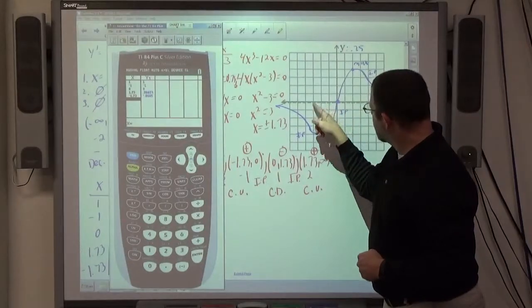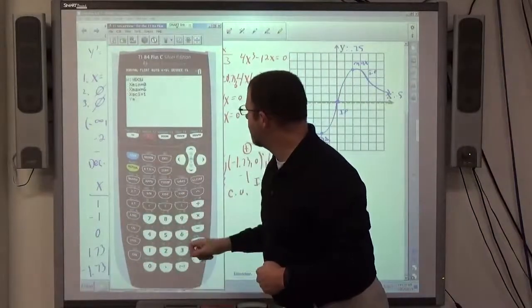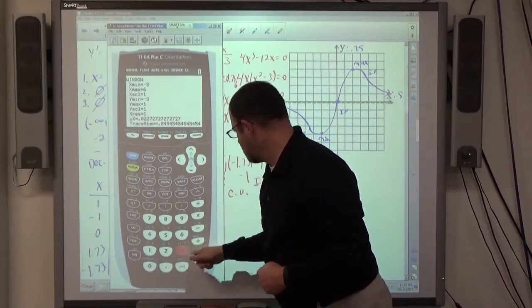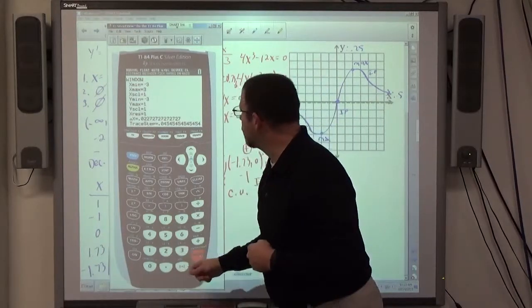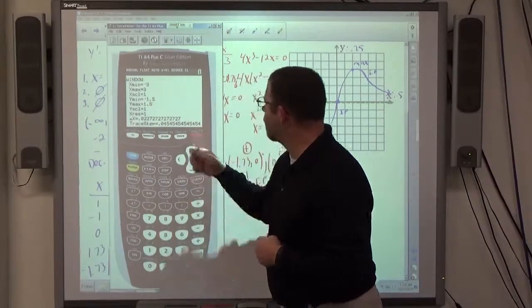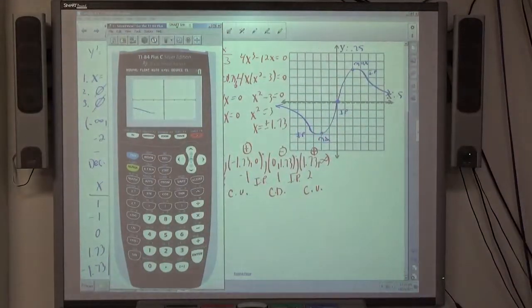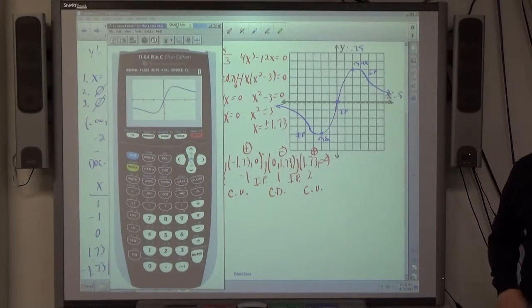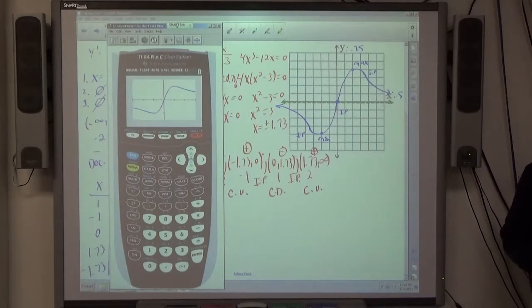If you want to verify that graph, let's go negative 3 to 3. Let's go negative 1.5 to 1.5. Hopefully it looks about the same. All right, so that's all there is to it. If it asks you to sketch the graph, please sketch the graph. Use all the stuff you've learned in all 3 chapters in order to do it.